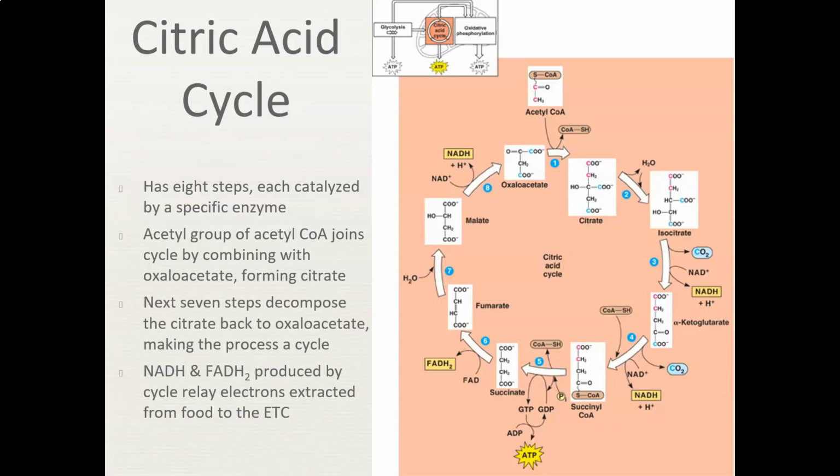The rest of those steps are really about that decomposition of citrate back into this molecule called oxaloacetate that keeps this process going. So we're going to add this, move that coenzyme A off to attach these carbons from the glucose, and that's what keeps this cycle moving and allows us to produce all of these electron carriers as well as a little bit of that ATP.